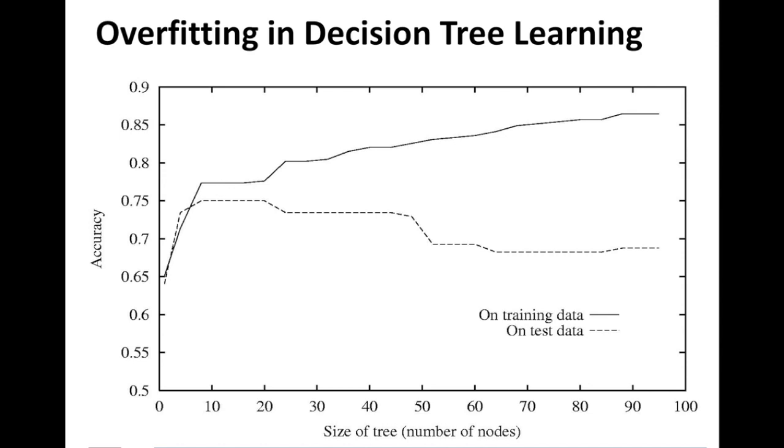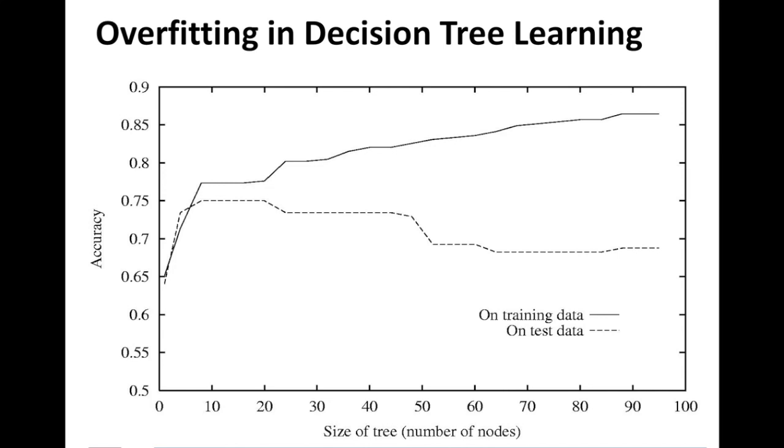All right, so overfitting in decision tree learning. In machine learning, remember that our goal is to maximize the performance on test data. So the training data is used to learn the model, but test data is the application scenario for our model. So we want to maximize the model's performance on test data.